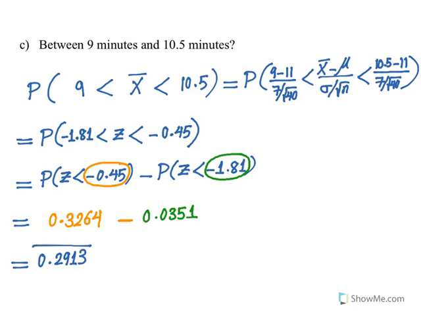And if you compute this on your calculator, you will get 0.2913. And this would be the answer to the question, but you can write it as a percentage as 29.13%. So almost 30% is the probability that the mean delay of the 40 flights together would be bigger than 9 minutes, but less than 10.5 minutes. There is a 30% chance of this. And I will stop here.